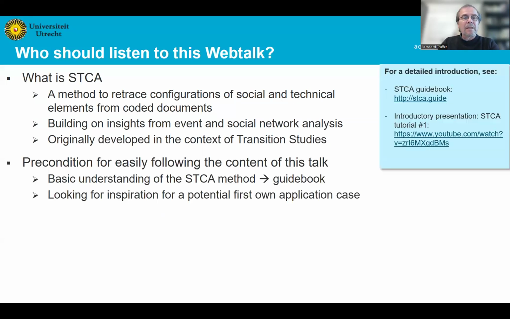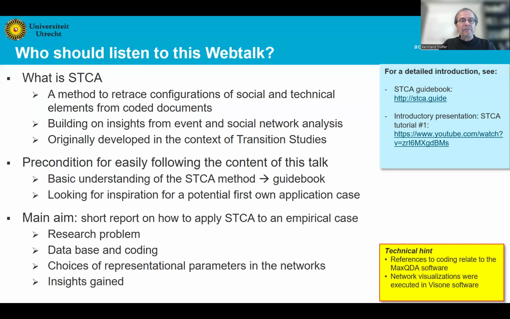If you want to continue, perhaps it would be good to know that you need a bit of a basic understanding of what the method is. And for that, I refer you to the website of STCA with the guidebook and some introductory tutorials. And of course, it helps if you are looking for inspiration for a potential first own application case.